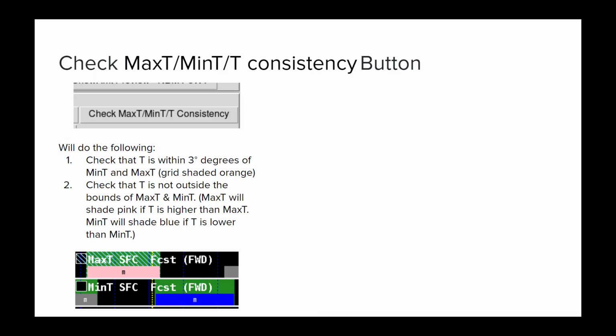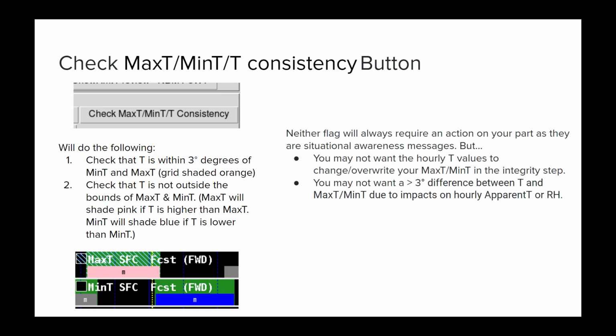In the GUI, you'll have a check max-T and min-T consistency button, which will run this 3 degree check that we just discussed. It will also check to see that max-T is not below the highest hourly T values, and that min-T is not above the highest hourly T values. If so, those grids will be shaded pink or blue. Again, neither message or flag will always require an action on your part, as they are situational awareness messages.